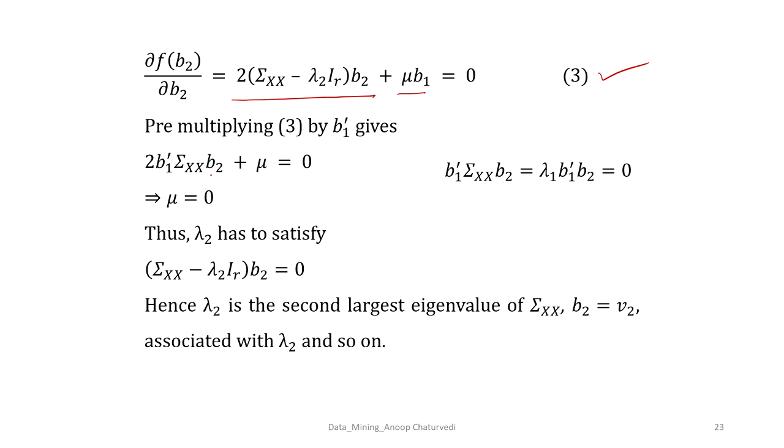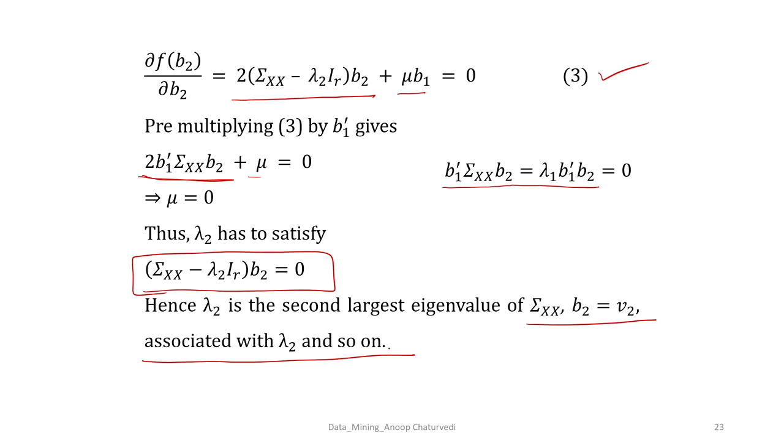Now, this implies that mu is equal to 0. This part is equal to 0, b1 transpose sigma xx b2, because b1 transpose sigma xx b2 is equal to lambda 1 b1 transpose b2, and b1, b2 are orthogonal to each other. So, you get 0 here. So, mu is also 0. So, lambda 2 has to satisfy this condition, and hence lambda 2 is the second largest eigenvalue of sigma xx, and b2 is the eigenvector corresponding to lambda 2. And we proceed further. So, the third coefficient b3 is the third eigenvector v3, which is corresponding to the third largest eigenvalue lambda 3, and so on.